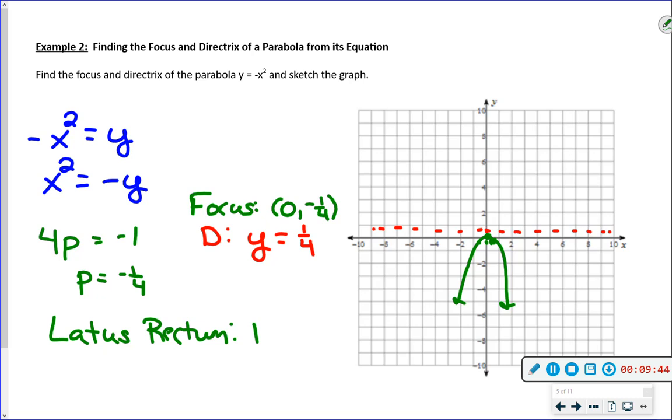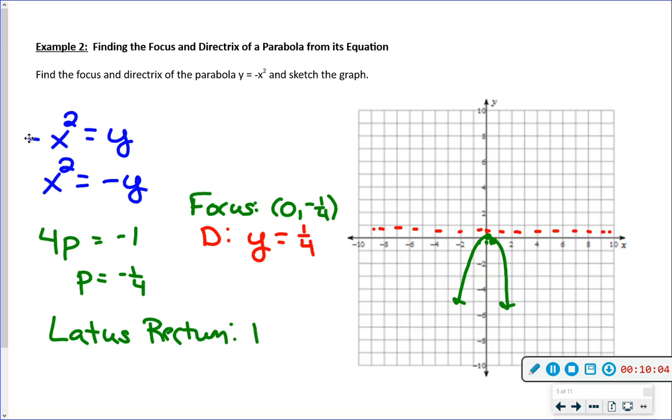Now, I could have done a t-chart. I could have put it in my calculator. There's lots of other ways to get the graph. But personally, a little quick, easy hack on that is to just use the length of the latus rectum, which I'm going to start using now because we're going to use it in the future. Some books call it the focal diameter. I just like to say latus rectum.